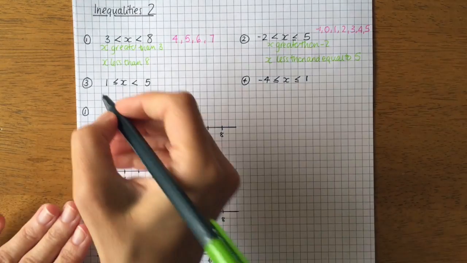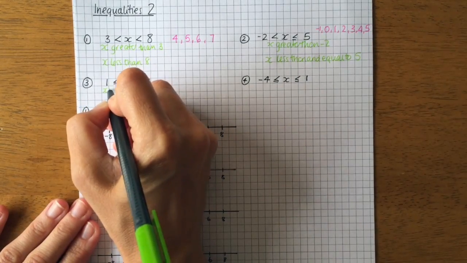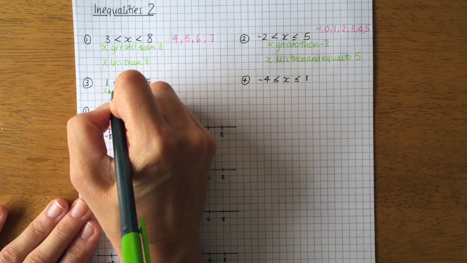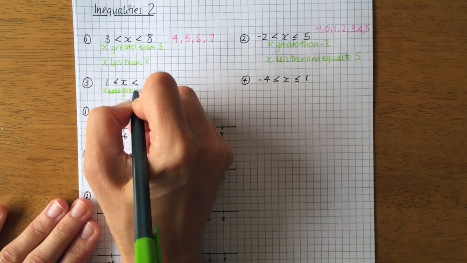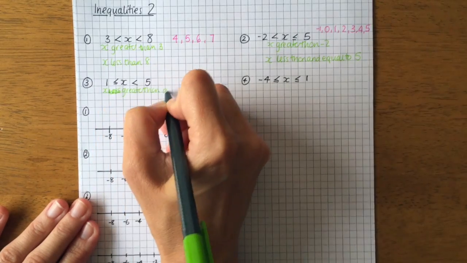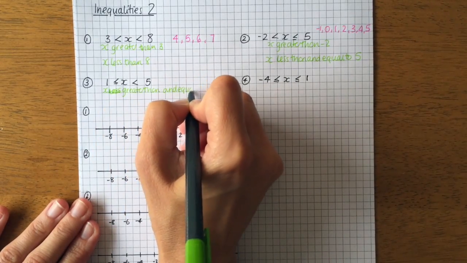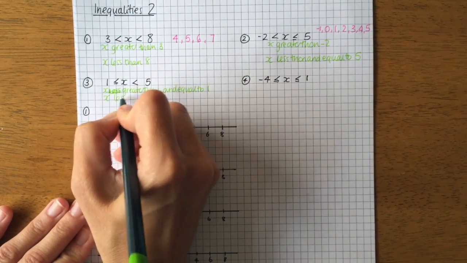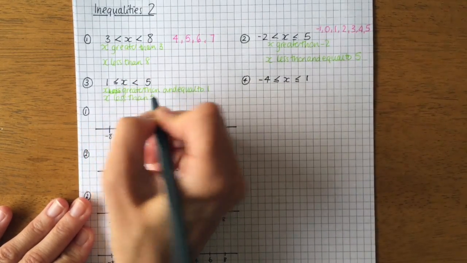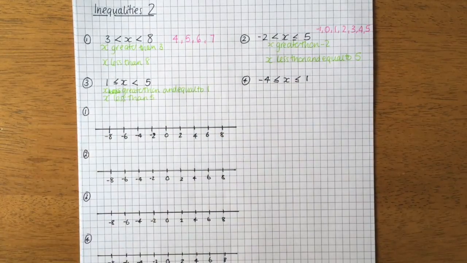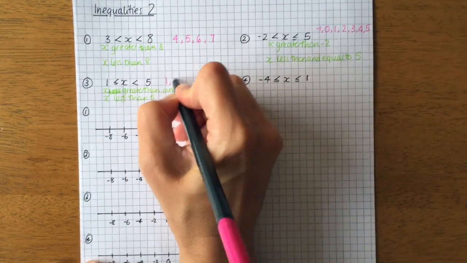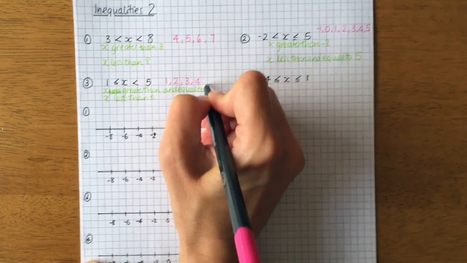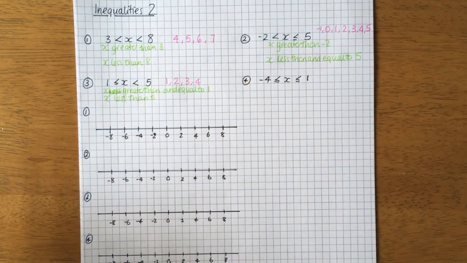Okay, so the next one, X is greater than or equal to 1, but X is less than 5. So when I write out my list of numbers, I'm using the numbers from 1 to 5. But what does it include and what does it not? Well, it definitely does include 1, 2, 3 and 4, but doesn't include 5 because it's not equal.